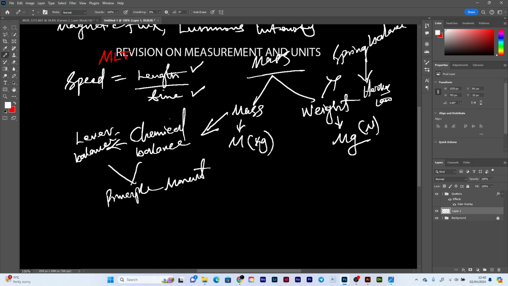Now, lever balance and chemical balance, we use them to measure mass directly. Why? They obey the principle of movement. And for weight, we use spring balance, and that obeys Hooke's law. I hope you get this clear. Cool. Now that you understand this, let's go to the next quantity, which is length.